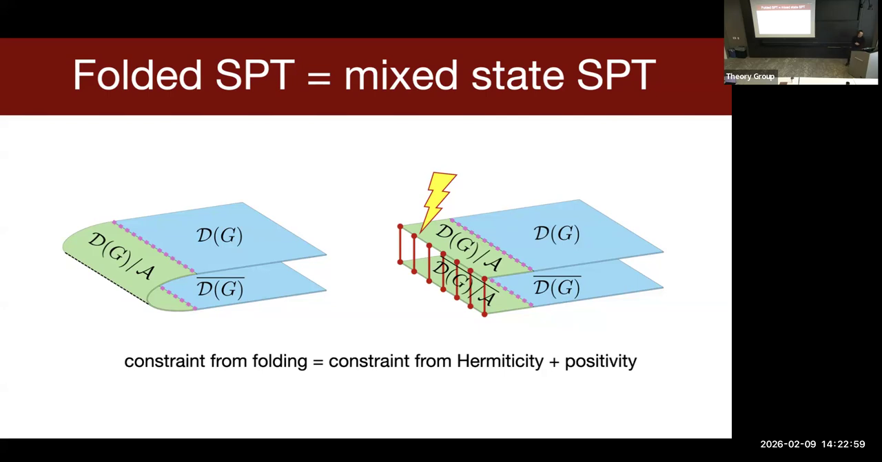So what I want to convey on this slide is that, in the previous couple of slides, I've mentioned a way to construct a G times G SPT out of this folding construction. And what I want to claim is that this will equally give you a mixed state with G symmetry.